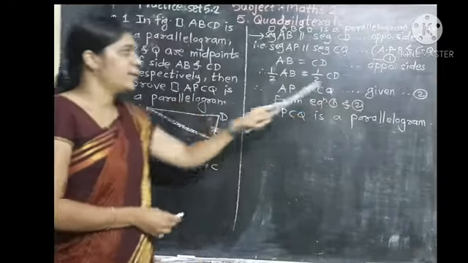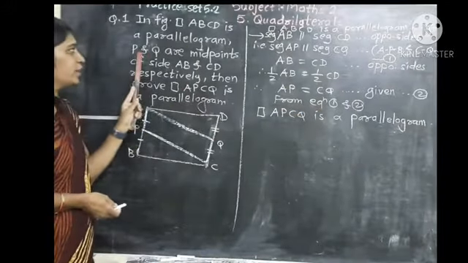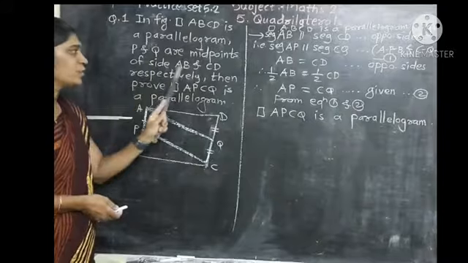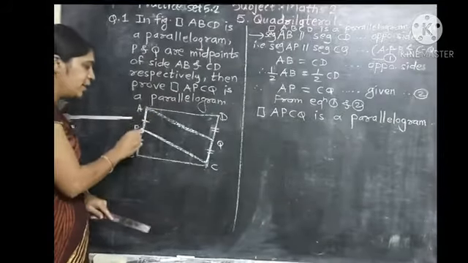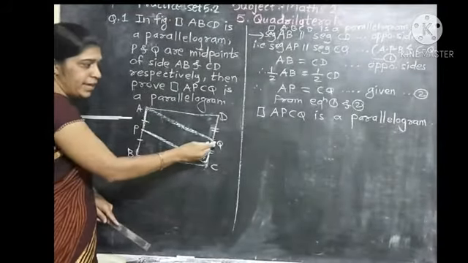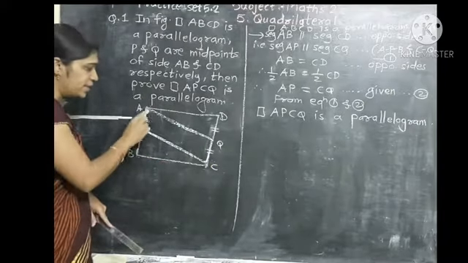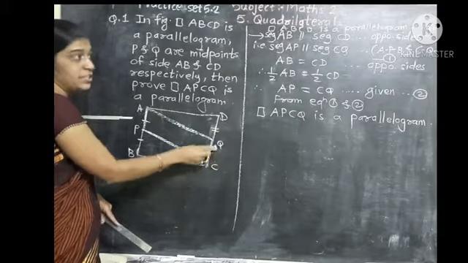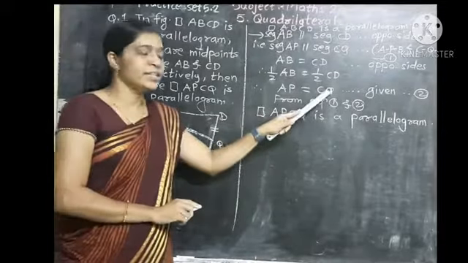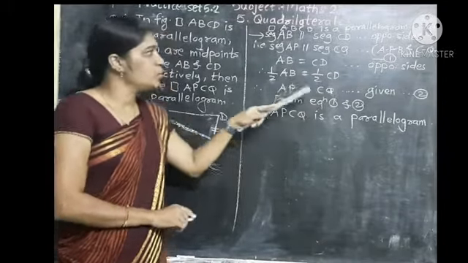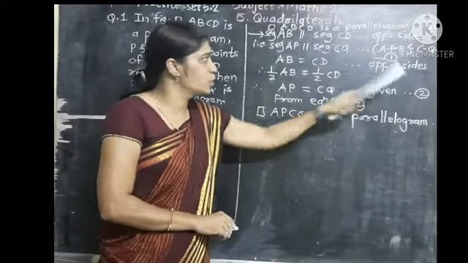Because given, I have written here given. What is the given? P and Q are midpoints of sides AB and CD. P is midpoint of AB and Q is midpoint of CD. Therefore, half of AB is AP and half of DC is QC. Okay, understand? Now observe, this is equation 2, suppose.